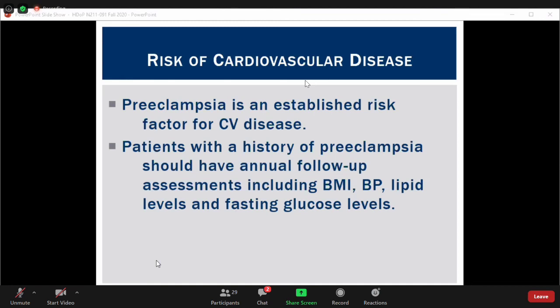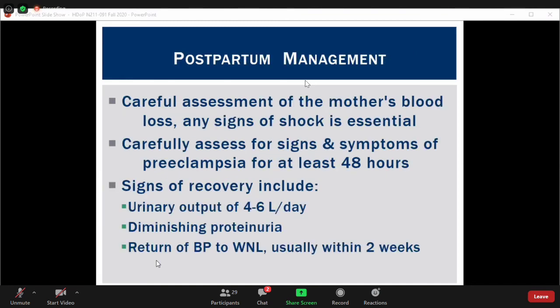So after 48 hours, they should be in the clear? After 48 hours? Should be is the thing there. The risk of them seizing and getting worse goes down, but you still have to watch them. You got to watch these patients closely.